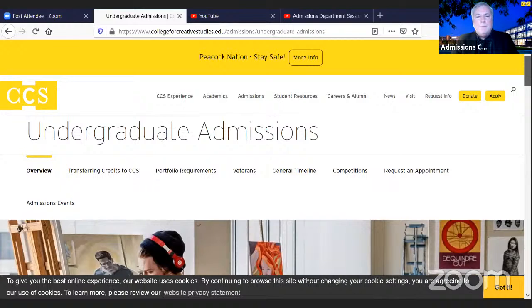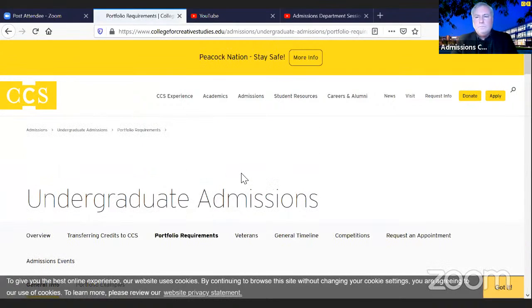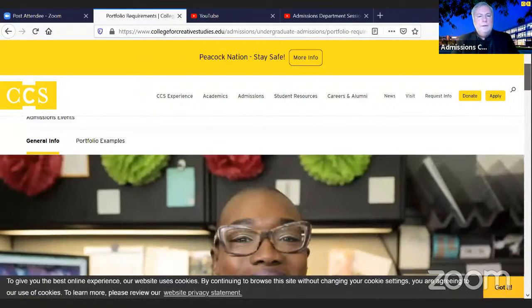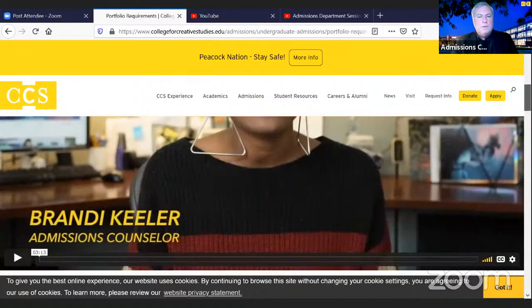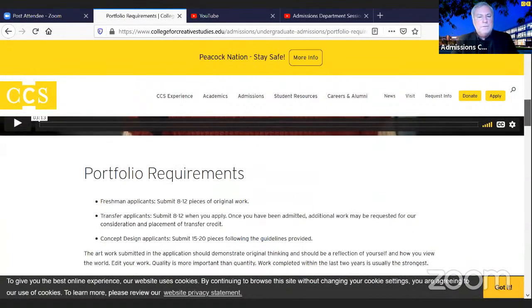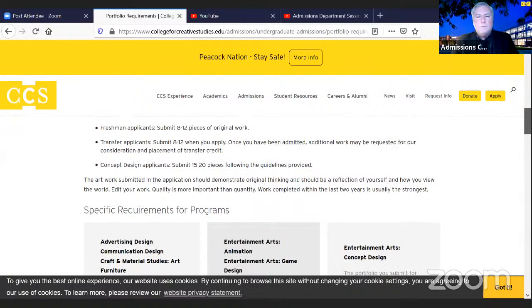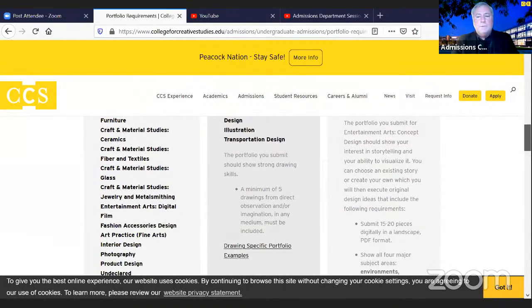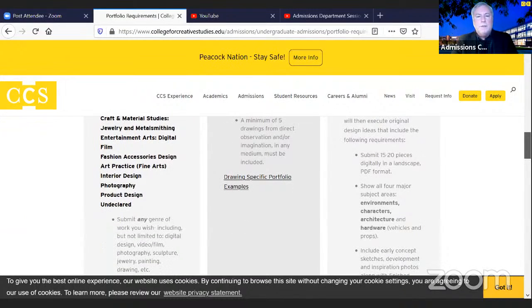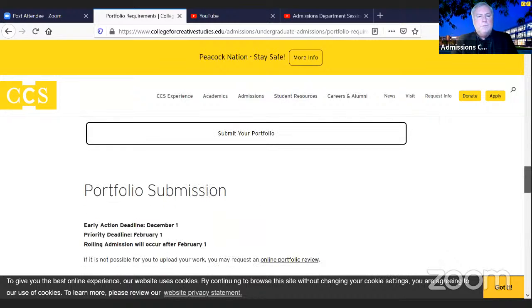And up at the top, portfolio requirements, you can click on that. And there's a nice little video here by Brandy Keeler, one of our admissions counselors, assistant director for admissions, in fact, and she will give you some tips and recommendations. And then here are some specific requirements for our programs. They do differ slightly depending on the program that you're applying to. And you can see there are some portfolio examples, so you can click on that to look for examples.